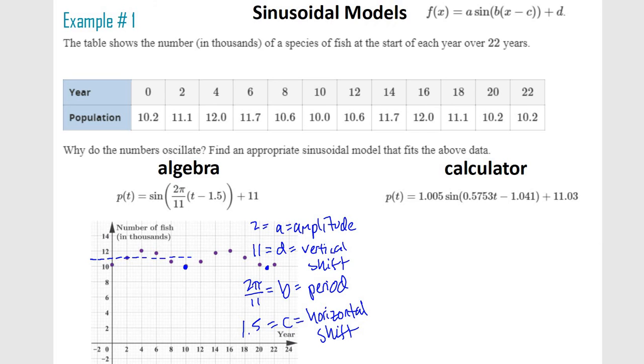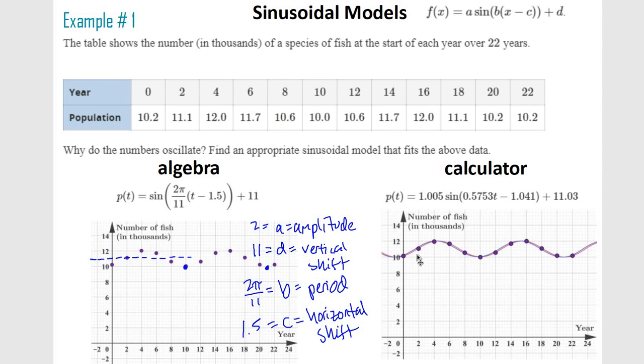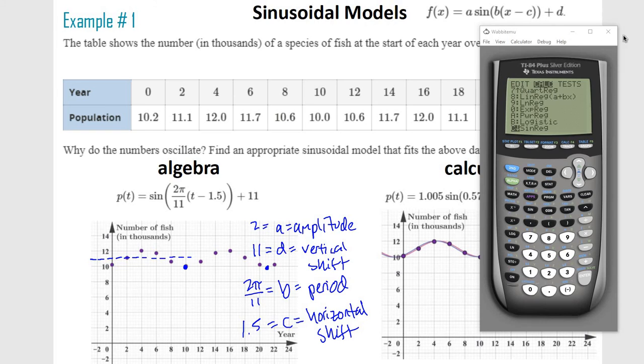And here you can see both the equations are really good. The calculator one is usually better, of course, but doing it algebraically can still get you close enough. And just so you know, on your calculator, the sinusoidal model can be found on the StatCalc as sinreg. So the regression line of a sine function.